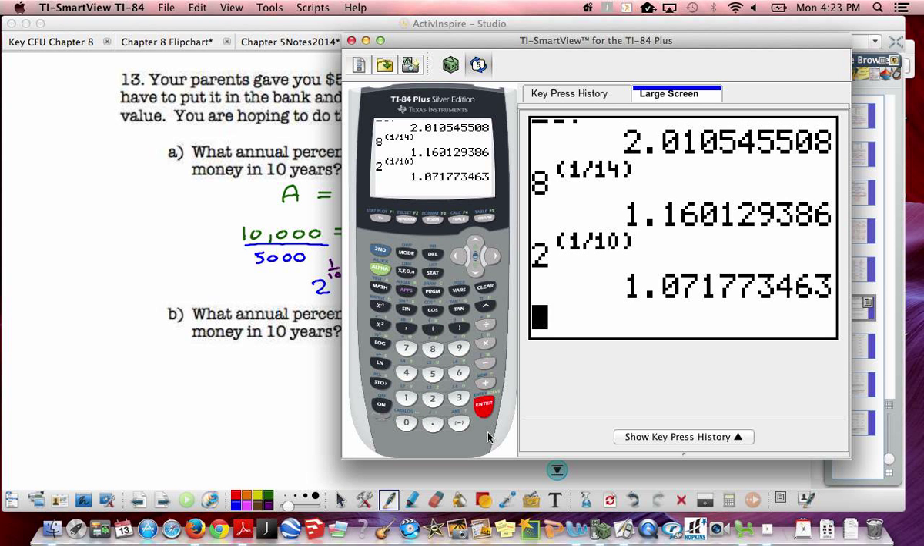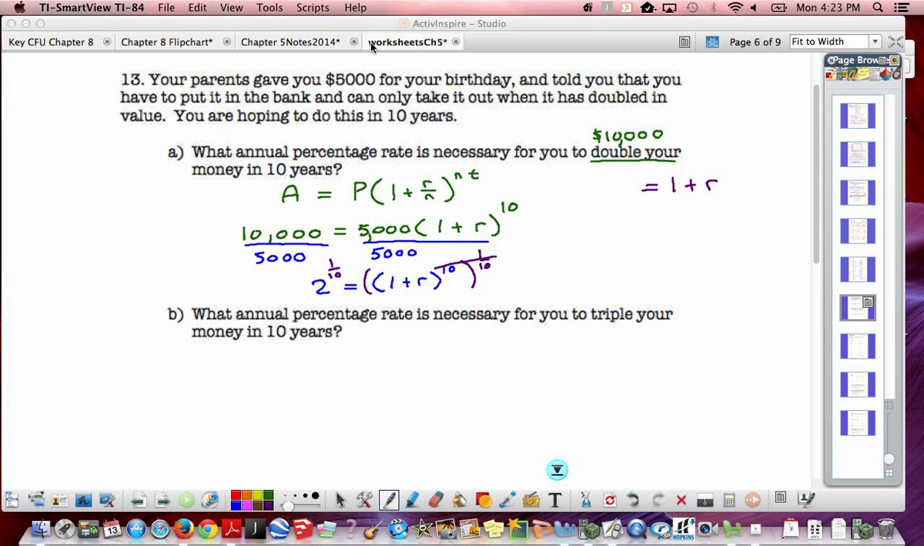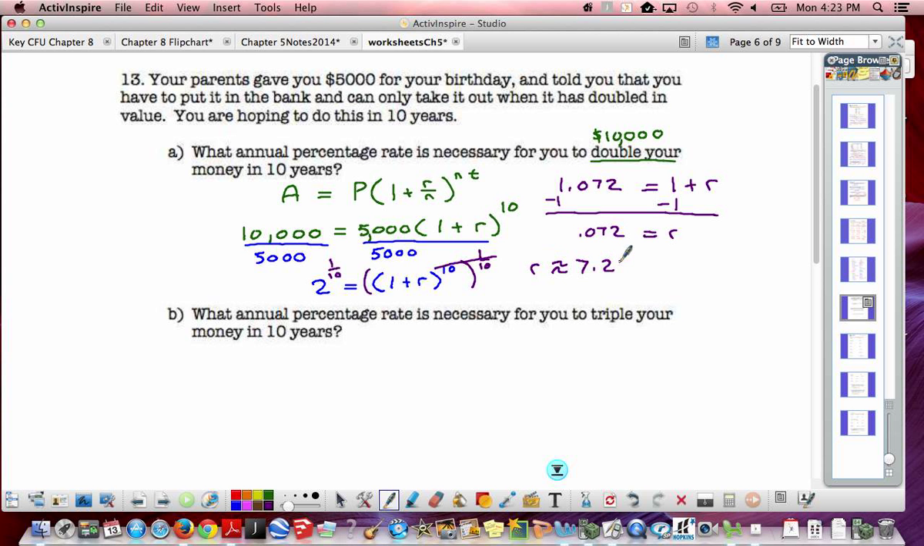That will tell me my value here. So I'm going to round that to 3 decimal places. So I have 1.072. I can subtract 1. Lo and behold, I have my rate, 0.072. Change that to a percent, so my rate is going to be about 7.2% interest.